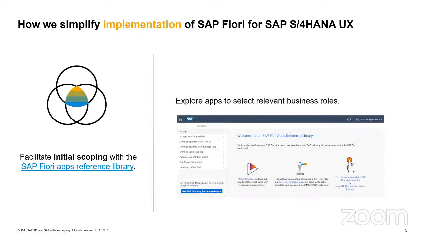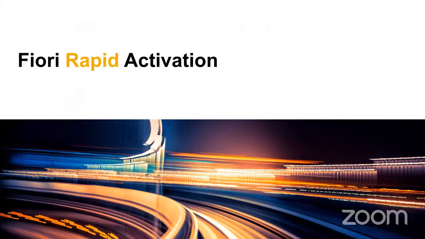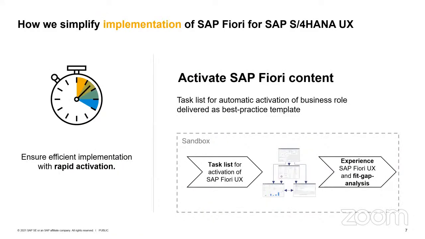Okay. This is the discovery phase using the Fiori apps reference library. Next step is then the activation of Fiori content. To activate all the relevant services for the selected apps and the relevant navigation network, so app-to-app navigation also needs to be ensured, the rapid activation task can be used. And with this, after activating this content, you then can directly and easily experience SAP Fiori X and do a fit gap analysis.